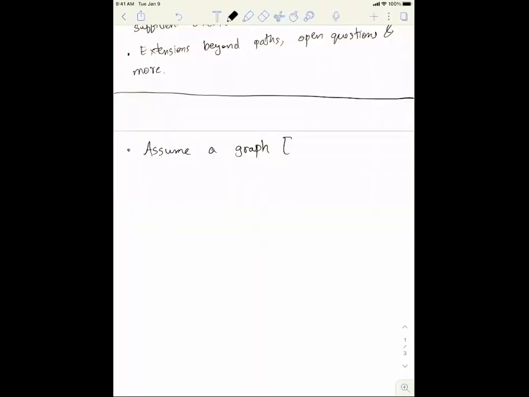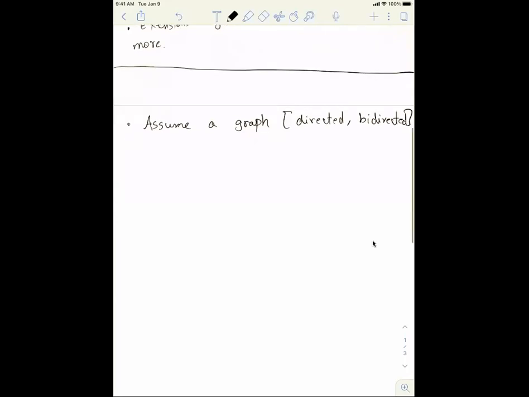So you have two kinds of edges. So you have directed and bidirected edges. I'll explain what this means in just a bit. To take an example, let's say you have a graph that looks something like this.